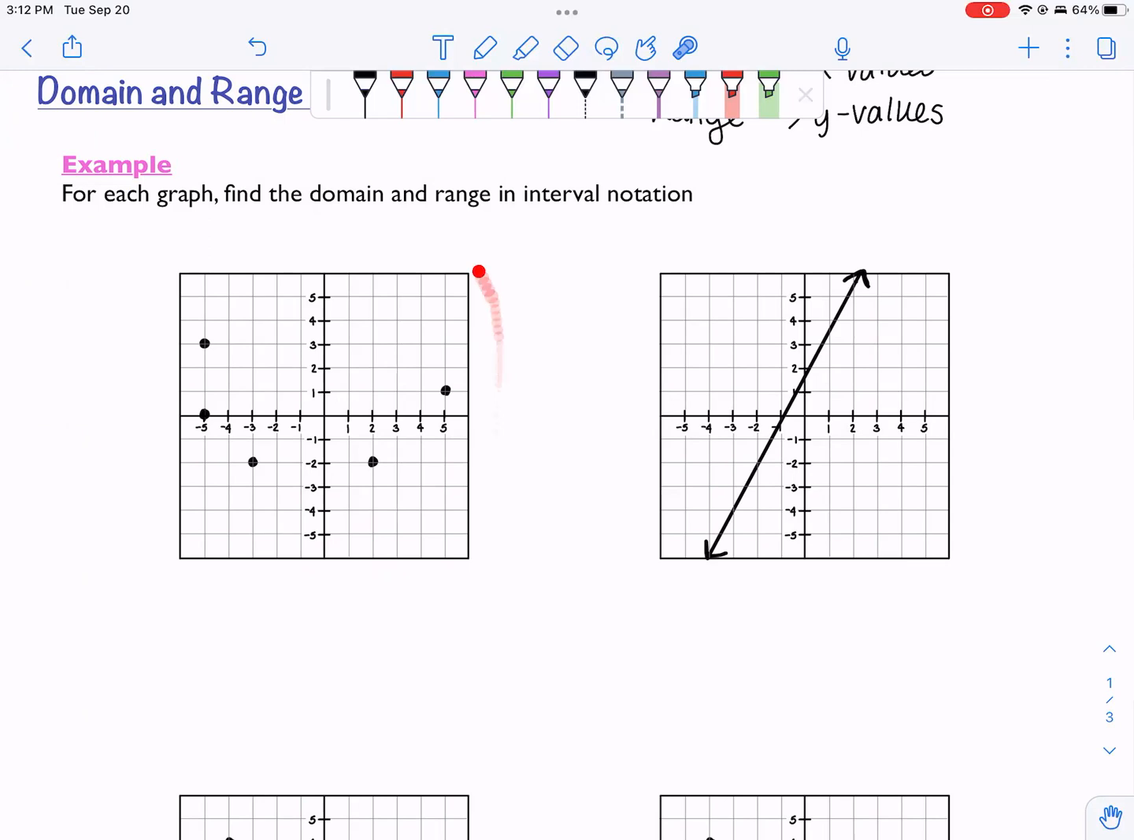So this first set of points, we have a few different coordinate points. This guy right up here is the coordinate point -5, 3. I'm just going to write this set of points. This point here is -5, 0. This is not a function. It fails the vertical line test, but it is a graph. This is the point -3, -2. This is the point 2, -2. And this is the point 5, 1.